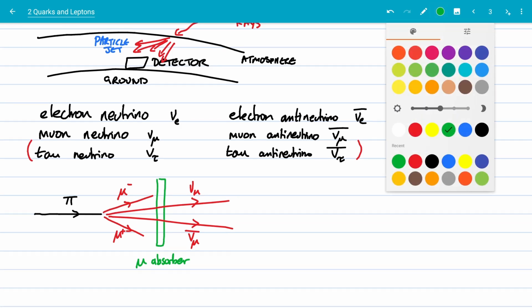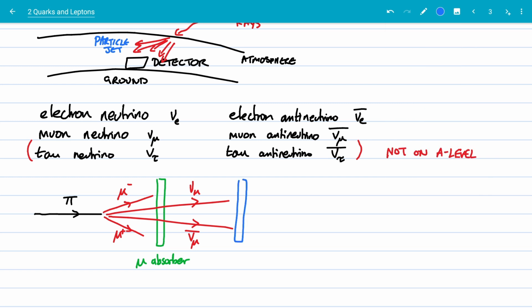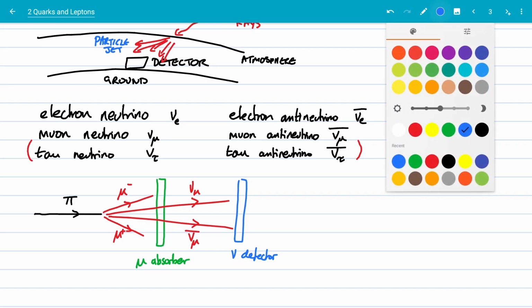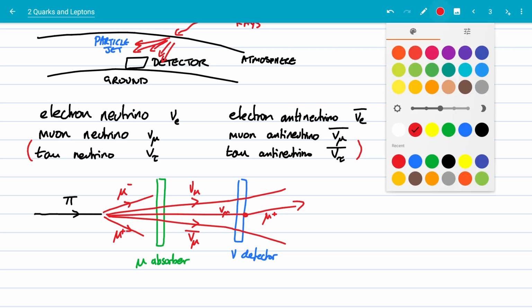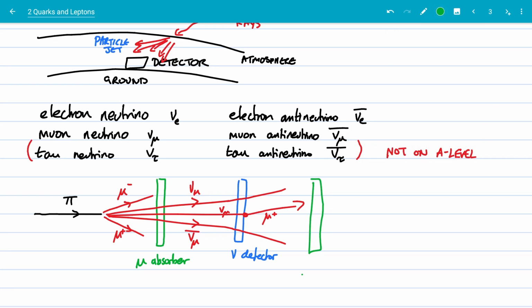Now what we can do is put some sort of neutrino detector here to try to detect them. And the chances are that almost all of them are going to pass straight through it. They're probably not going to interact. But you might get lucky and have one of them interact like this. So you have a neutrino come in, and then a muon come out. And then, of course, we can detect those muons over here as well with another muon detector or absorber.